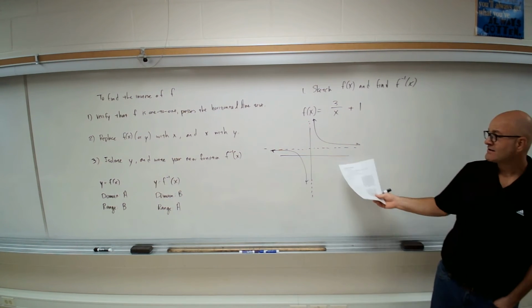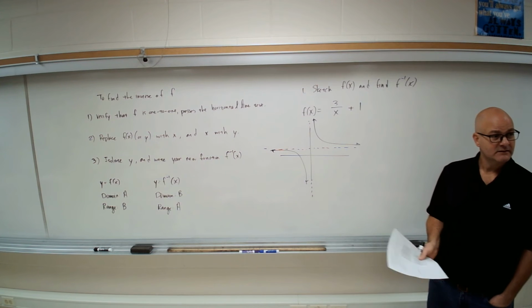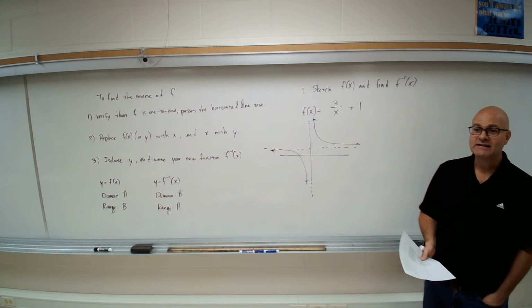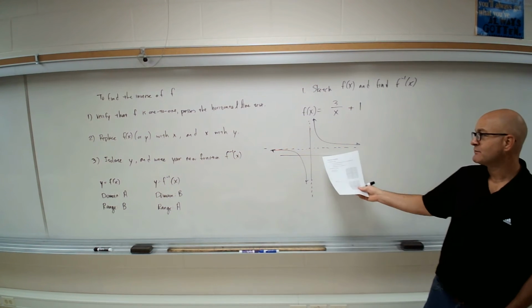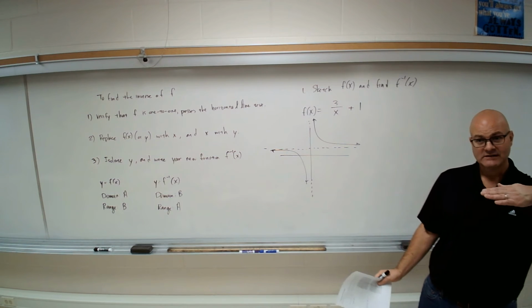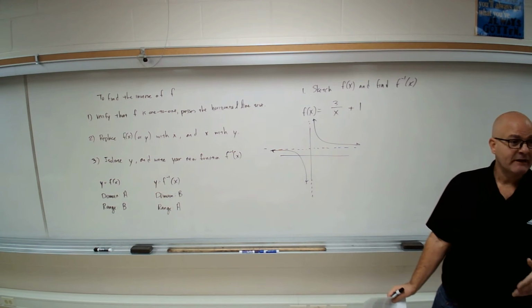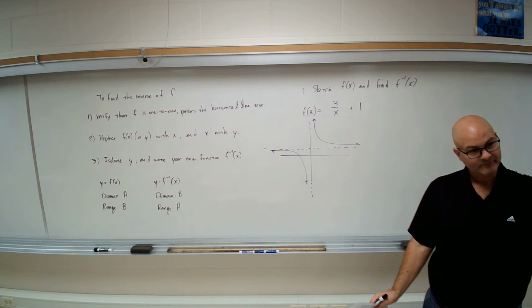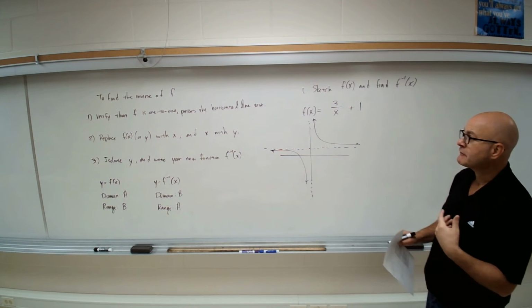So is that going to pass the horizontal line test? Yeah, it does, right? It never hits it twice. Even though it gets really, really flat out here, it's still steep enough. So what fails is going to be like a parabola or like a big cubic or something. So that was our first step.